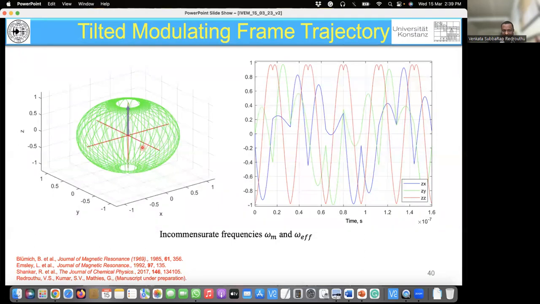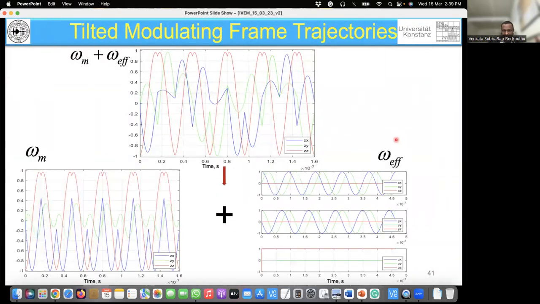So this is when we tilt it to the z-axis. This is how it looks. Still, it is non-cyclic trajectories, but we want trajectory that has cycles like this. So this is the trajectory.